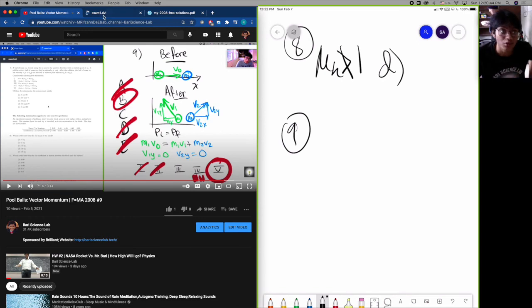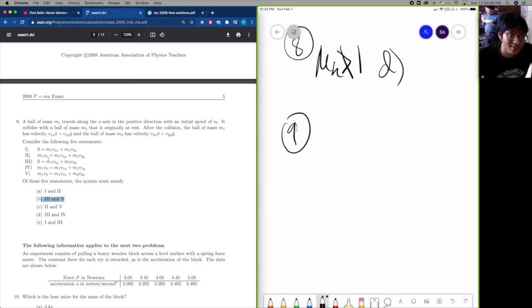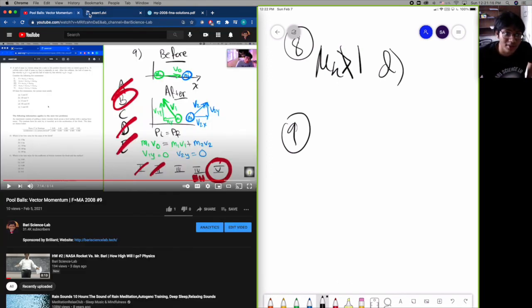Choice B tells us that statements 3 and 5 are correct, that the momentum in the y direction for both of the balls after they collided is going to be 0, which makes sense because there was no momentum in the y direction before. How about statement 5? That tells us the initial momentum for the first ball is equal to the final momentum of the first ball and the second ball in the x direction after they collided. So that means I got choice B.